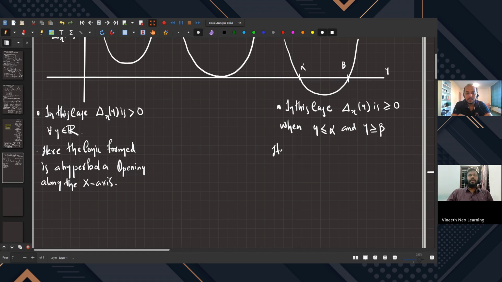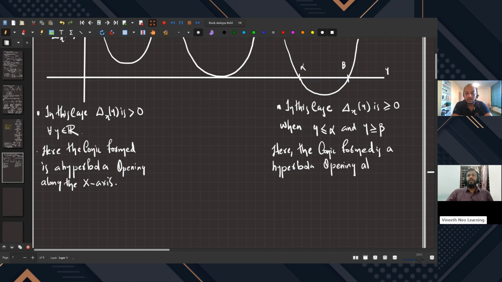Here the conic formed is again a hyperbola, opening along the y-axis.